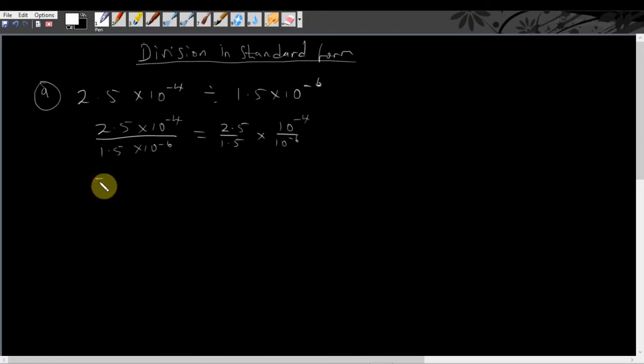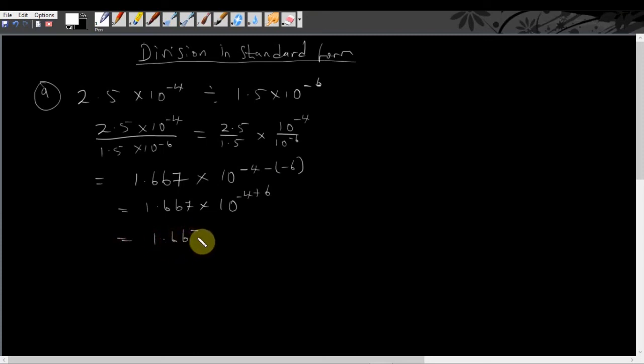What are we having? If 2.5 is divided by 1.5, what are you having? You are going to have 1.667 approximately times, instead of repeating this, pick one of it. Remember, indices, subtract the powers because it's division, which is minus 4 minus bracket minus 6. This gives us 1.667 times 10. This now is minus 4, this is plus 6. What are you having? You are having 1.667 times 10 to the power 2.